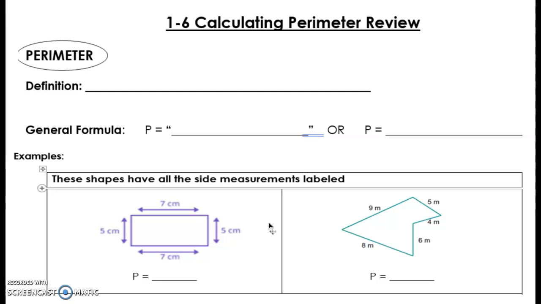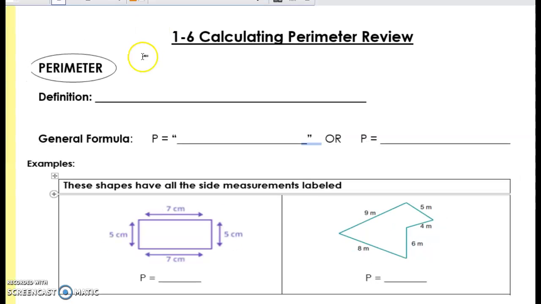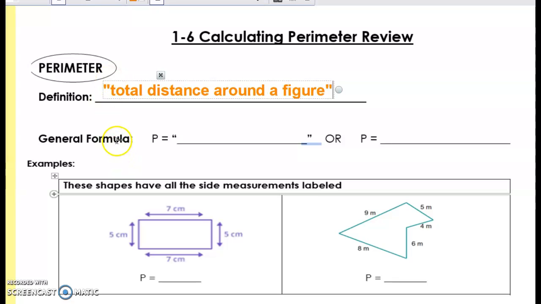So specifically, let's take a look at perimeter. The definition, it's important to know what it is in order to be able to successfully figure out the value. So as far as perimeter, when you're asked to find the perimeter of something, you are asked to find the total distance around a figure. Now, the general formula of it, I'm going to reference these two pictures at the bottom.